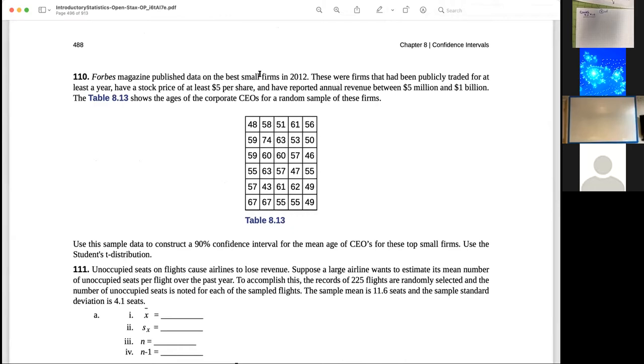These firms had been publicly traded for at least a year, have a stock price of at least $5, and reported annual revenues between $5 million and $1 billion. So a certain selection of small firms. There might be thousands of these in the United States, or maybe around the world. There might be tens of thousands, might be hundreds. I don't know that business thing so much. I'm going to assume that there's probably at least a couple thousand of those around the world, maybe even a couple thousand in the United States.